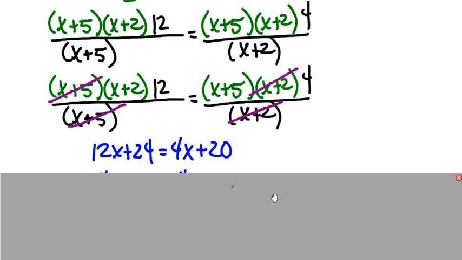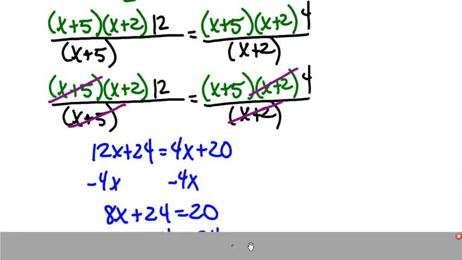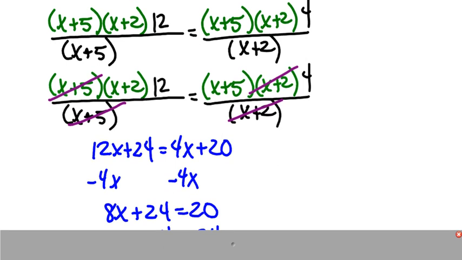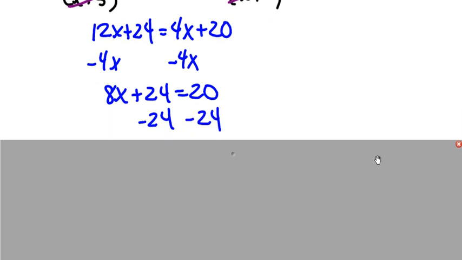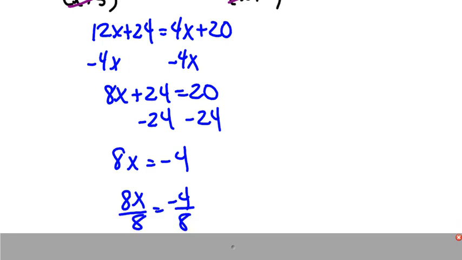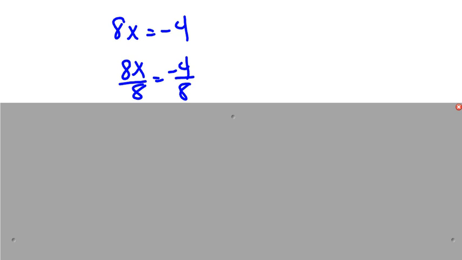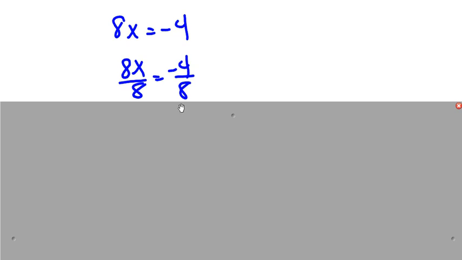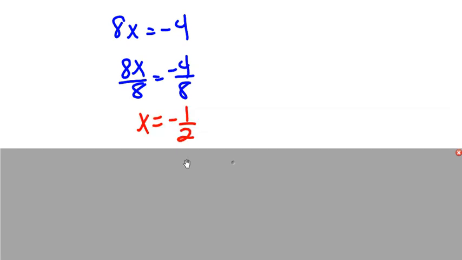Now it's a basic linear equation that we would undo to solve for x. So I could subtract 4x. Then I'd have to subtract 24. To get x by itself, divide by 8. And then always look to simplify your response. −4/8 has a common factor of 4 that we could divide out, so we'd be left with −1/2.